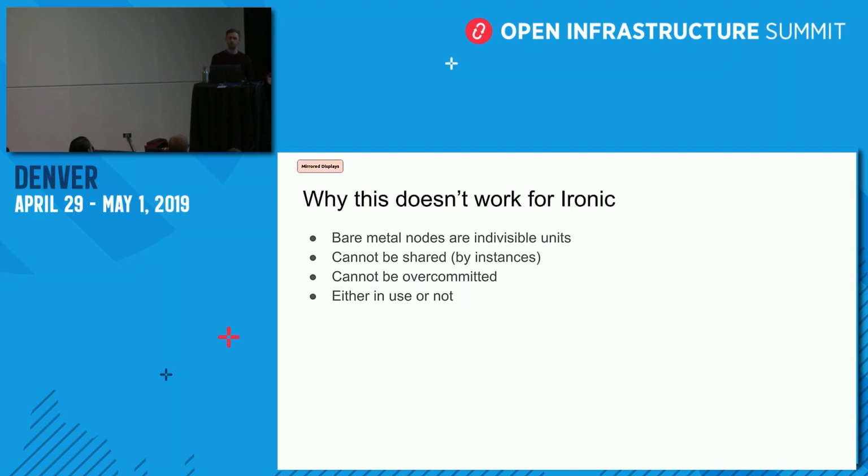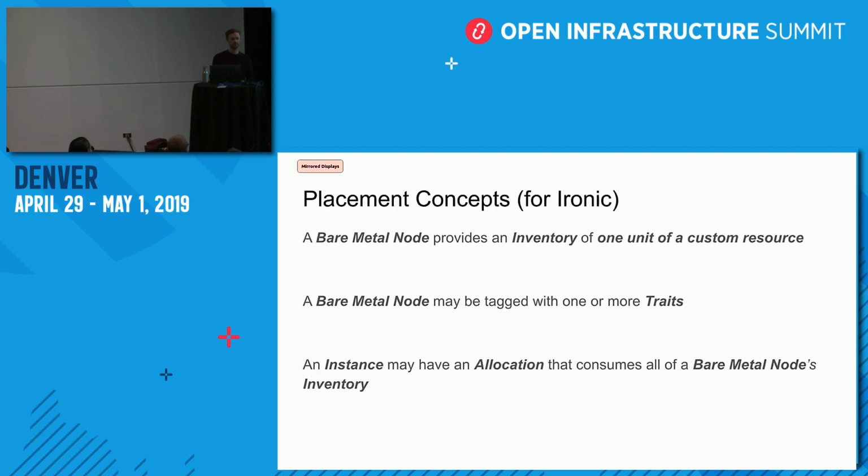So this works great for VMs, which are based on hypervisors that can be carved up. This doesn't work for Ironic. Bare metal nodes are indivisible. You can't have half of a bare metal node assigned to an instance. And you also can't overcommit a bare metal node. You've either got one bare metal node or not. So we modify this slightly for Ironic.